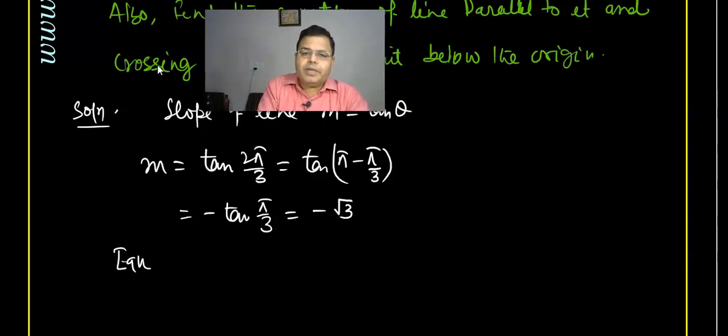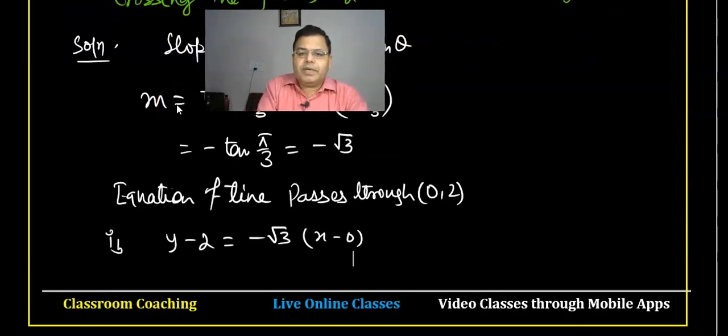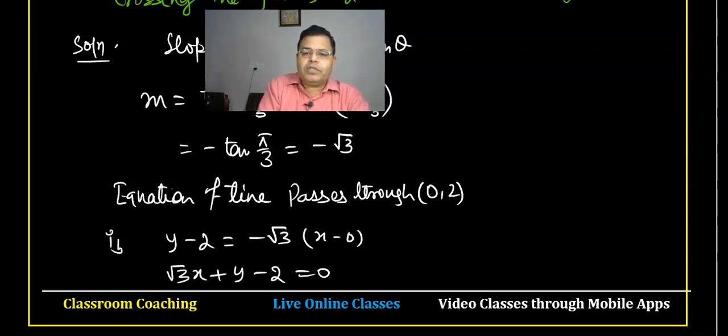So the equation of line which has slope minus root 3 and passes through 0, 2 is what? Using the one point form, y minus y1 is equal to minus root 3 times x minus 0, so y is equal to minus root 3x plus 2. Minus root 3x will come to this side as root 3x, so root 3x plus y minus 2 is equal to 0.